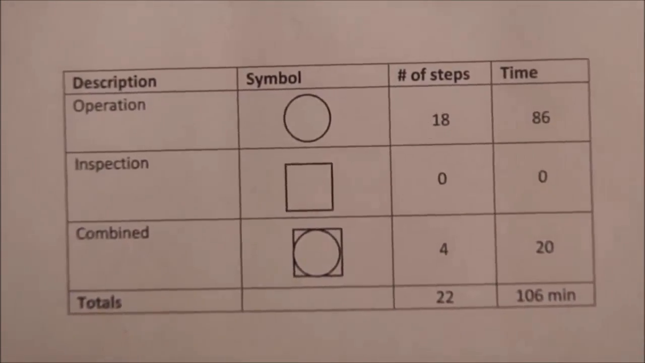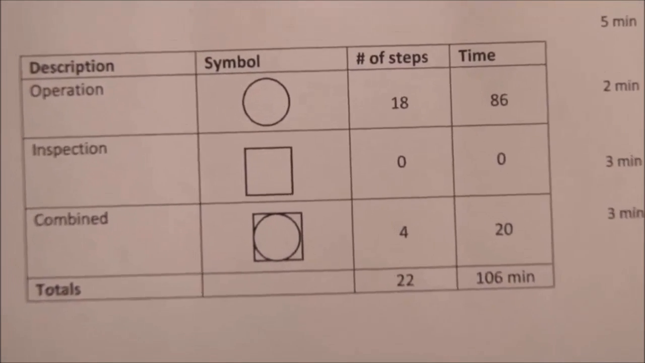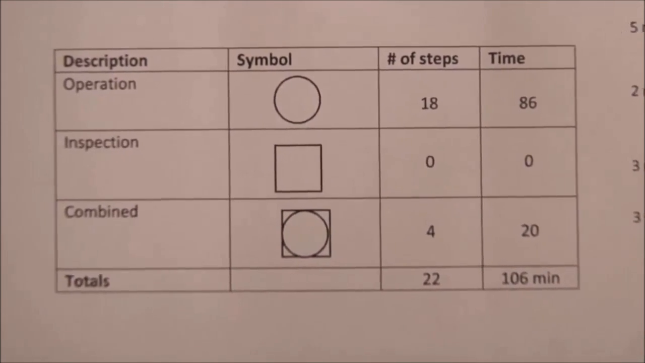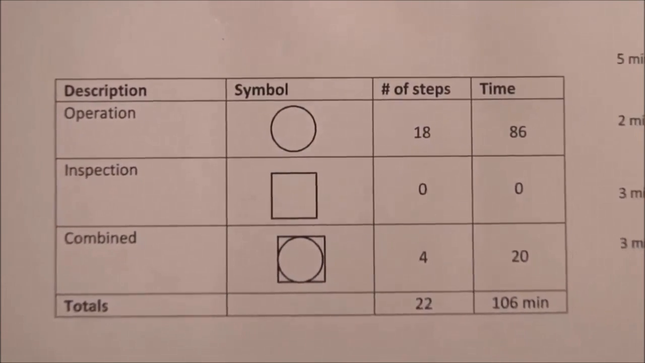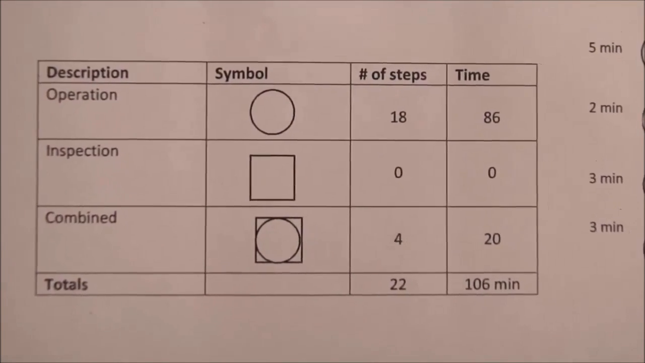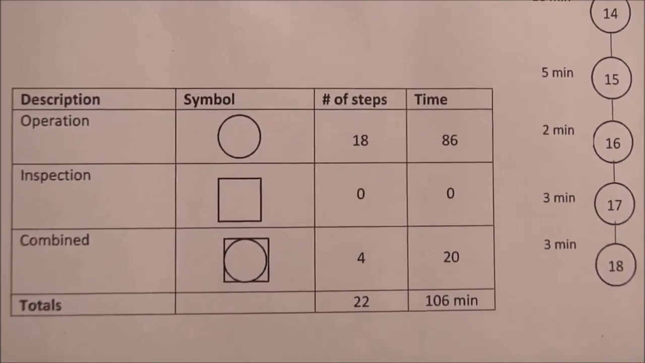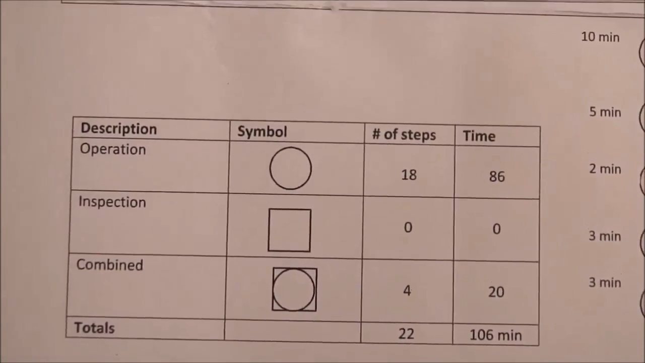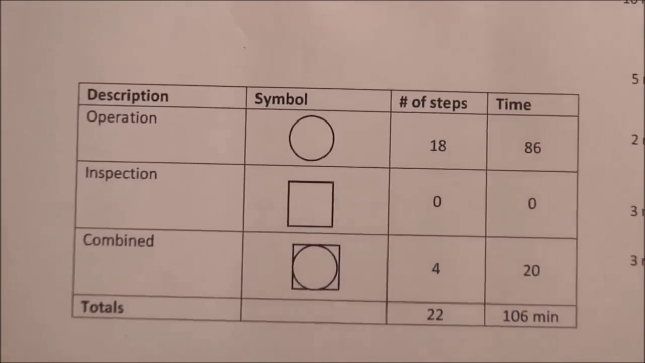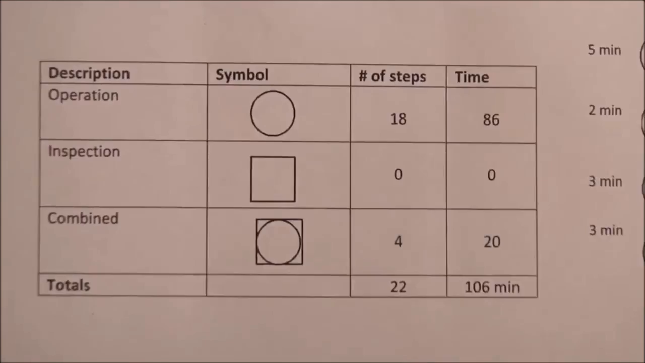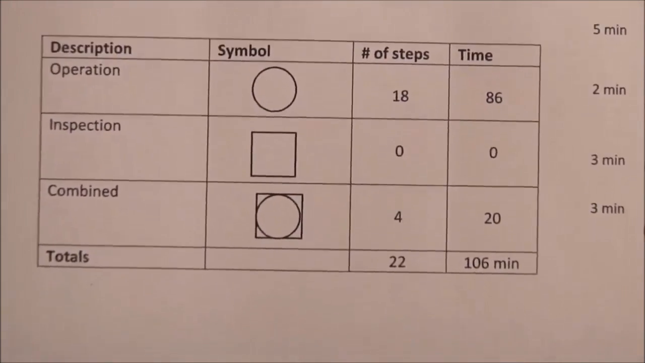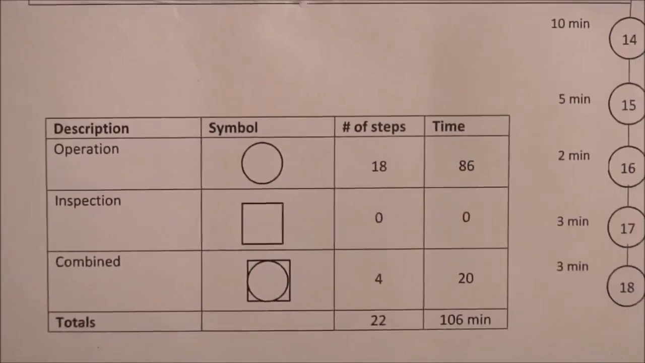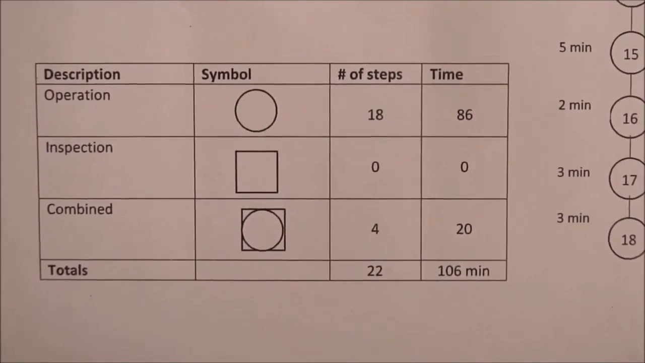And the summary has the description, symbols, number of steps and time. The operation, the number of steps are 18 and the time 86 minutes. The inspection are 0 and the combined, the number of steps are 4 and the time is 20 minutes. The totals number of steps are 22 and the time is 106 minutes.